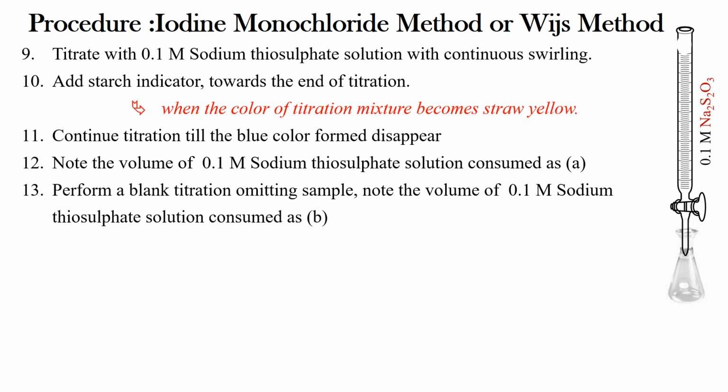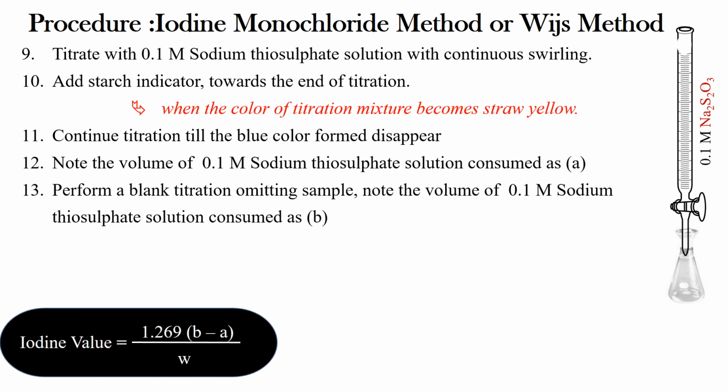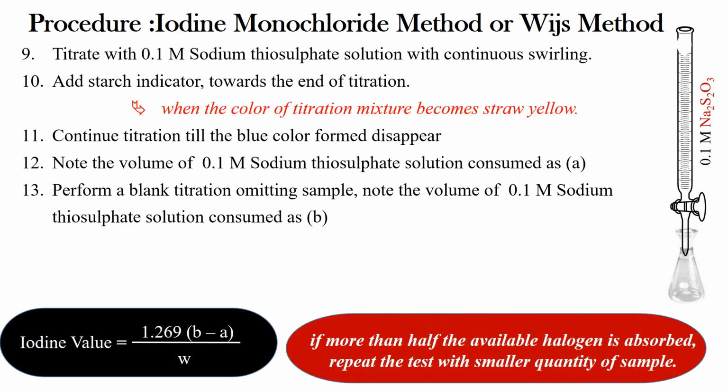The iodine value can be determined from the formula. Iodine value is equal to 1.269 into B minus A divided by W. Note, if more than half of the available halogen is absorbed, then repeat the test with a smaller quantity of sample. This is all about the iodine monochloride method.